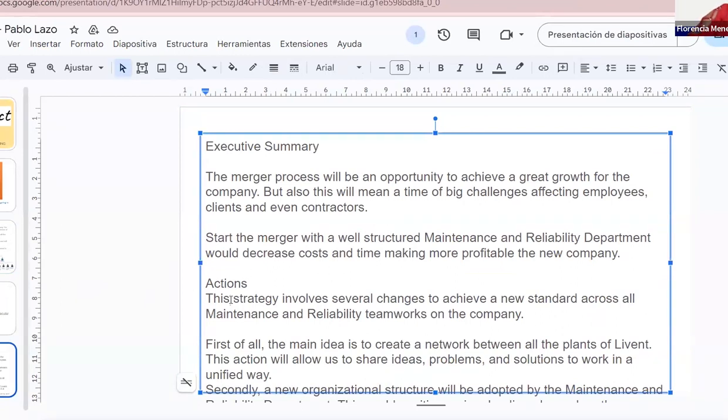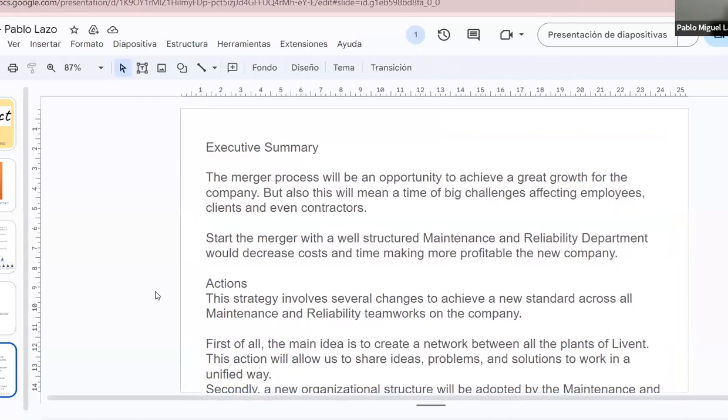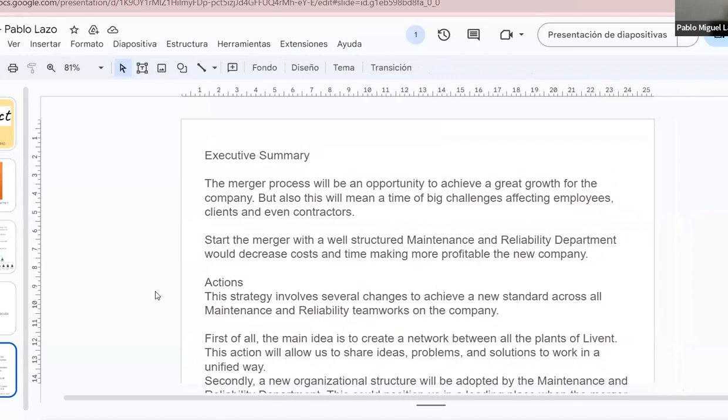Opportunity to achieve a great growth for the company, with decreased cost and time. Very good. Yes, the actions, of course, remember, it's not well structured because I copied the sentence from the last class and I need to work on it. Yes, don't worry. Okay. Very good. So that's it.